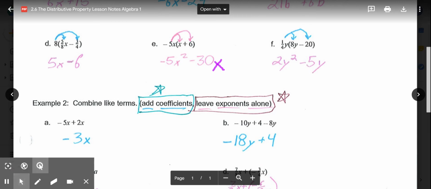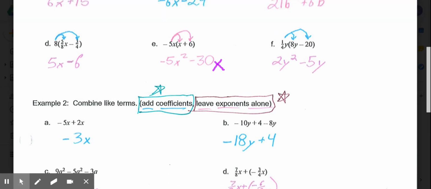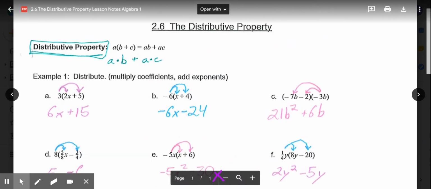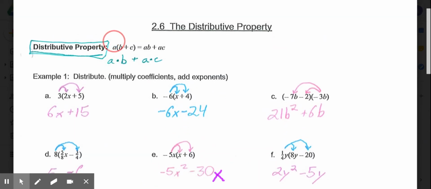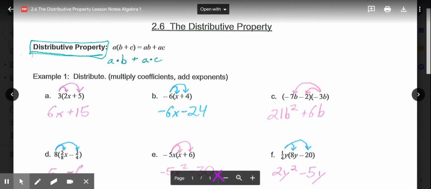And then in F, we have 1/4 y times the quantity 8y minus 20. So 1/4 y times 8y, 8 times 1/4 is 2, y times y is y squared. So we have 2y squared. 1/4 y times a negative 20, because the minus 20 is the same as a negative 20, gives us a minus 5y. So we have 2y squared minus 5y. So again, the distributive property is as simple as multiplying what's outside the parentheses by each part of the inside.